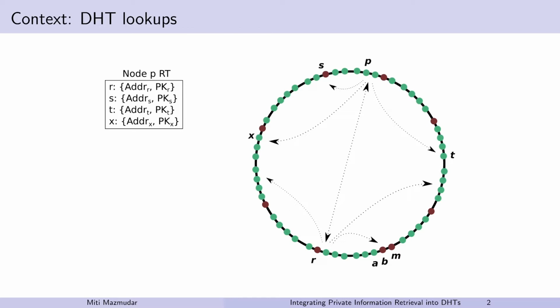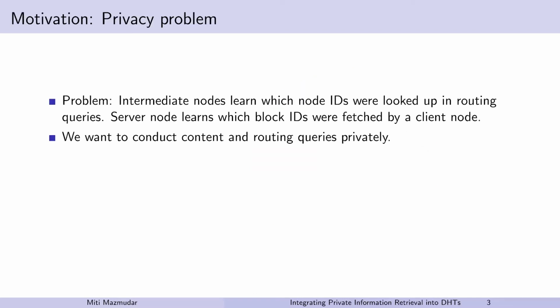Whenever a client fetches a block from the DHT, intermediate nodes such as node R can learn that the client is looking up routes for a node with a given node identifier, or that it is looking for a block with a given content identifier, or CID. The server node such as node B learns that the client has asked for and retrieved a block with the CID. The client may have looked up sensitive content, so the client may not want the server node to know that it has looked up this block ID.